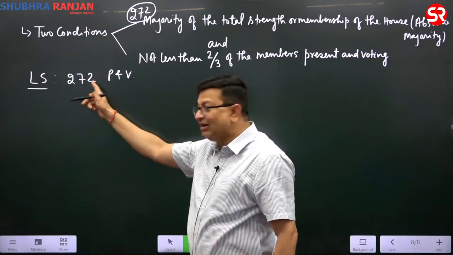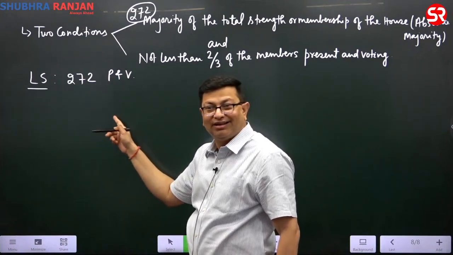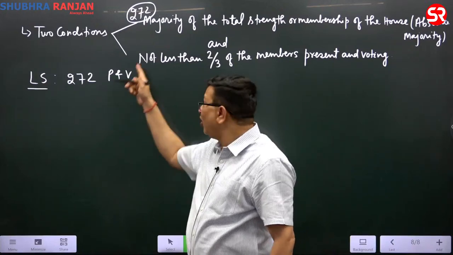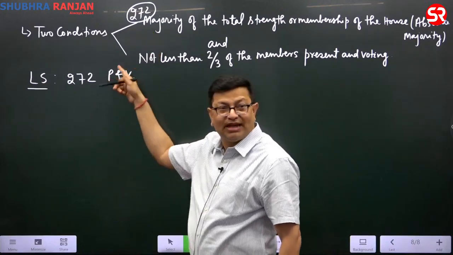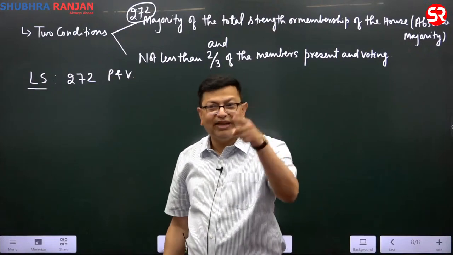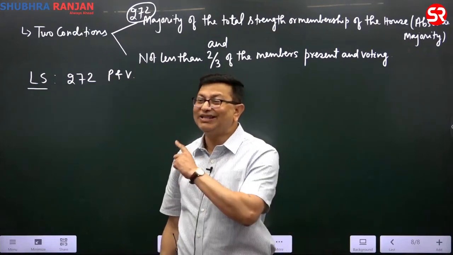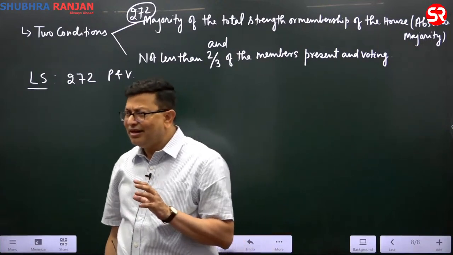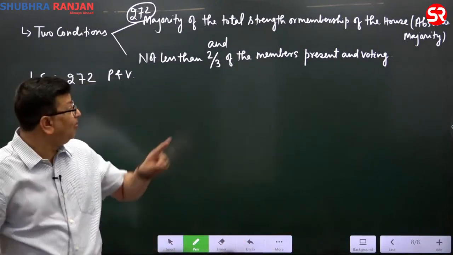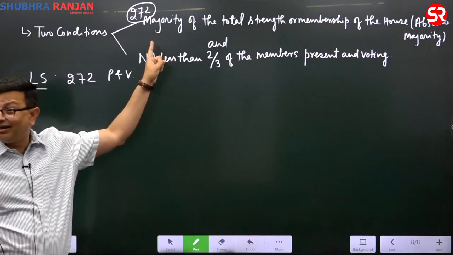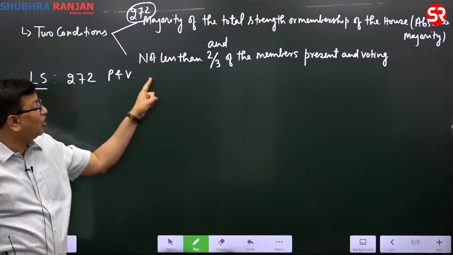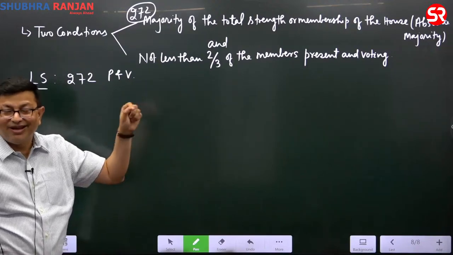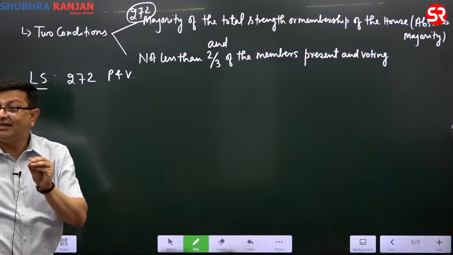So even if 272 members are present and voting, if you take two-thirds of it, the bill will never be passed. So all the 272 members who are present and voting should vote in favor of the bill. Then only such a bill will be passed. It is a bit of a tough one. Why? Because the minimum is given, that many must be there, plus it should not be less than two-thirds of the members present and voting. Now, where is this majority required?